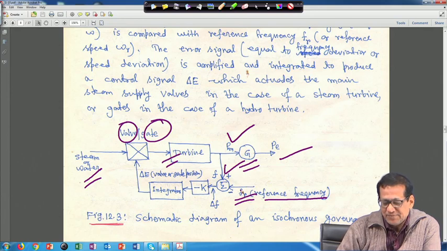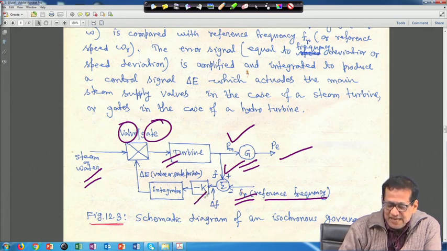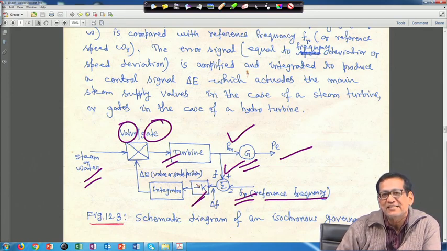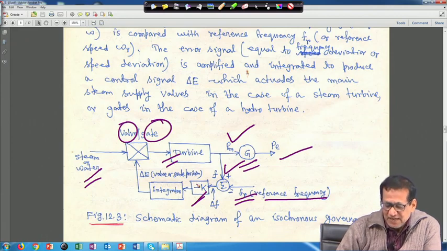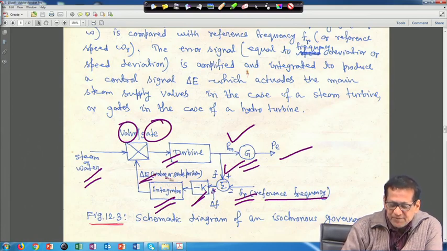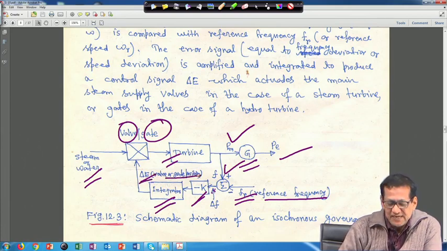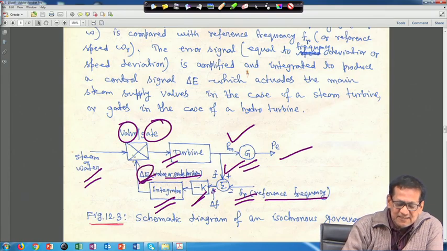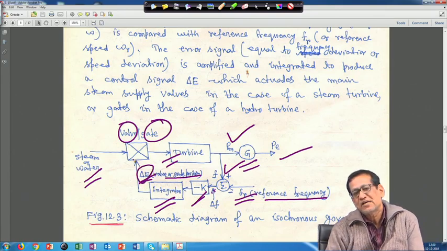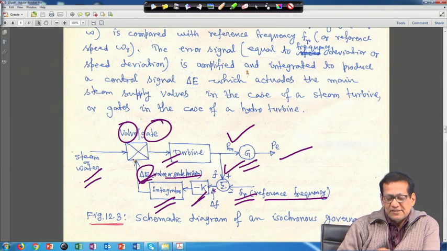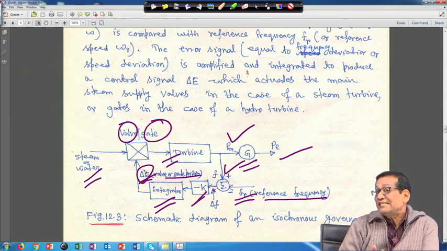So, f minus f r, and it is amplified, say a gain is given, suppose minus k, and the output here is delta f. One integrator is there, and the output of this one is delta E, the valve or gate position, right. And according to this signal, the opening or closing of the valve for a steam turbine or for a hydro gate will depend on it, because if real power load increases, the frequency falls.